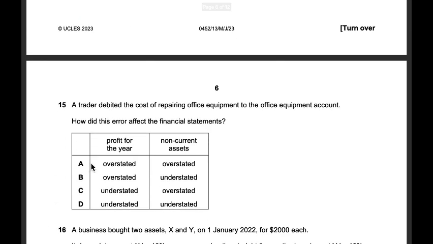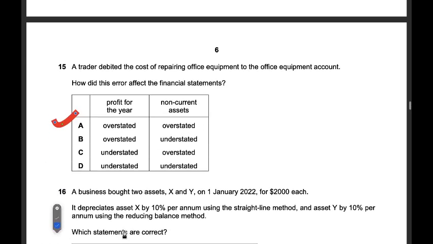Question 15. A trader debited the cost of repairing office equipment to the office equipment account. So what he did was he reduced his expenses and increased non-current assets. Okay. When we say reduce expenses, the profit figure is overstated and the profit is higher as compared. And this is not included in the income statement. When we talk about office equipment account, this is included in the SOFP, statement of financial position, or you may call it balance sheet. And the amount here is overstated as well. So profit of the year is overstated, yes, and non-current assets are also overstated. Making option A our correct answer.